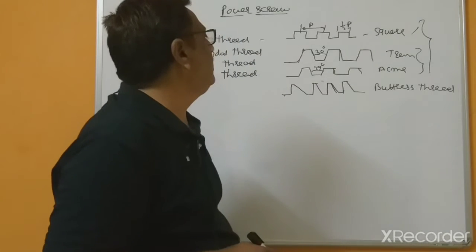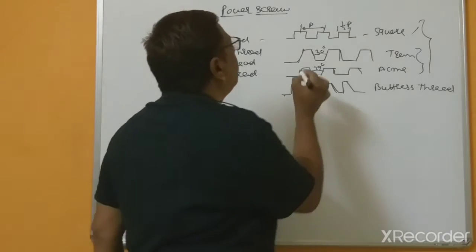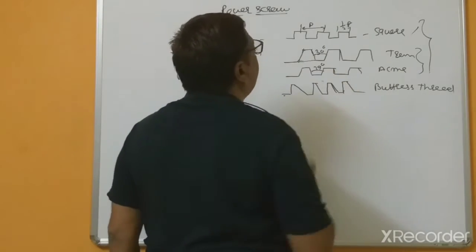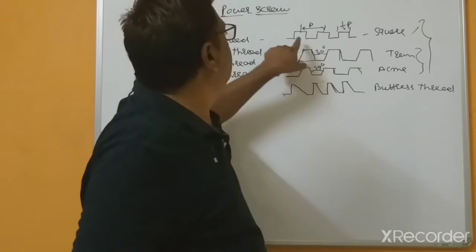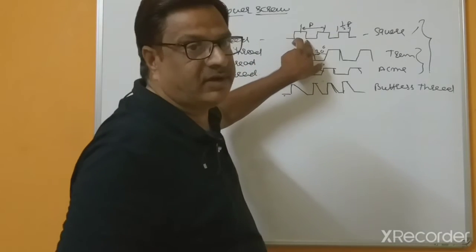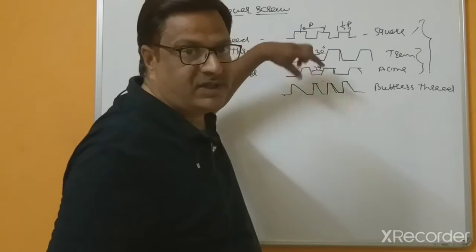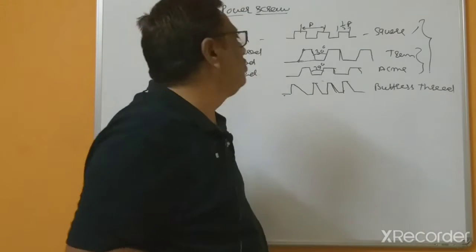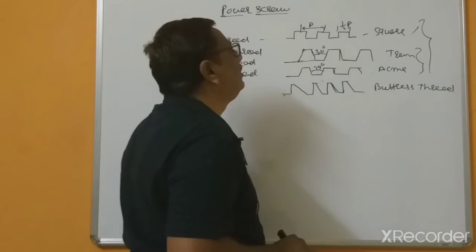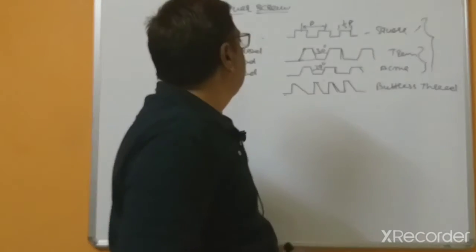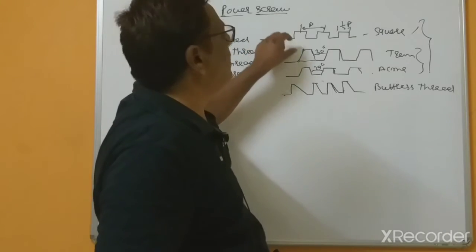So why is the load carrying capacity of the trapezoidal threads and Acme threads more? Because the width at the base of the tooth is greater as compared to this width. So the strength at the base is more, so it can take more tangential loads. That's why the lifting capacity of the trapezoidal threads and Acme thread is more.